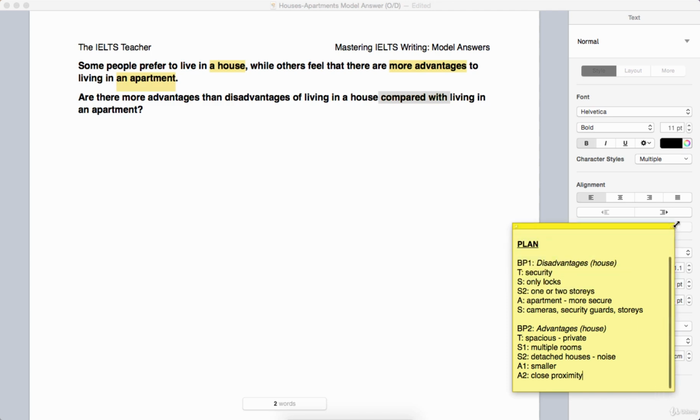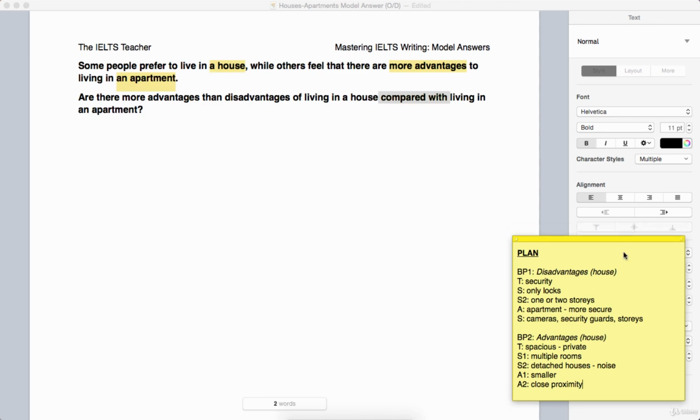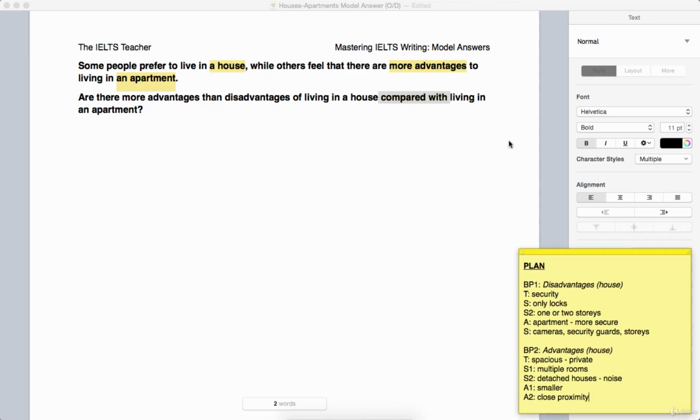The nice thing here, as I mentioned, and I'm going to mention again, is you really only need to come up with ideas for houses, because for apartments, you just look at the opposite. So your advantage of a house is your disadvantage of an apartment, and vice versa. So we can now use this to help us write our response.